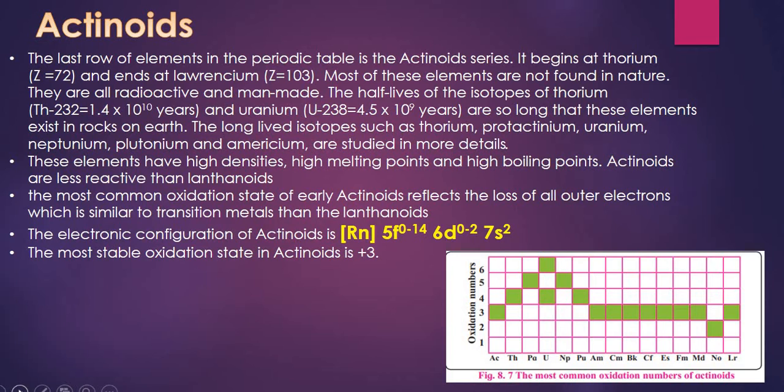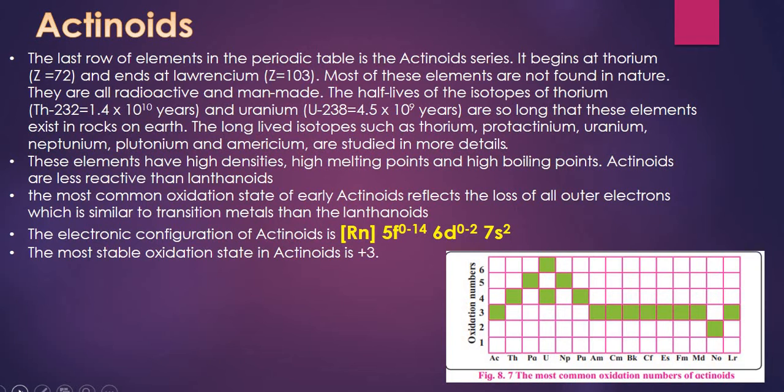The actinoid series is the last row of elements in the periodic table. It begins with thorium and ends with lawrencium. Most of these elements are not found in nature. They are artificial or man-made. We can say these are radioactive.